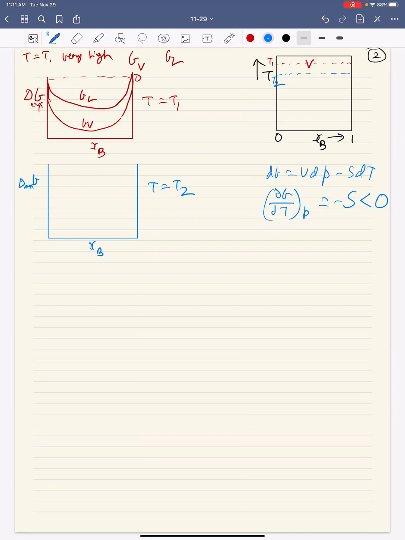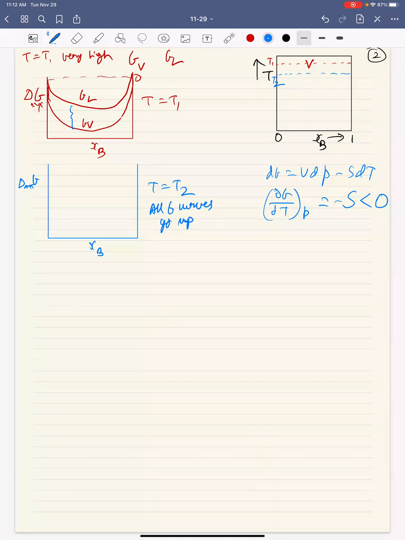So what does this mean? All G curves go up. They move upwards. Which one will move by a higher amount, liquid or the vapor? The entropy is higher, right? So the rate at which you move is minus S. So entropy for vapor is higher, so that will move more. So what this means is that the gap that you had between the liquid and vapor over here will start to shrink. And it depends on what temperature you have.